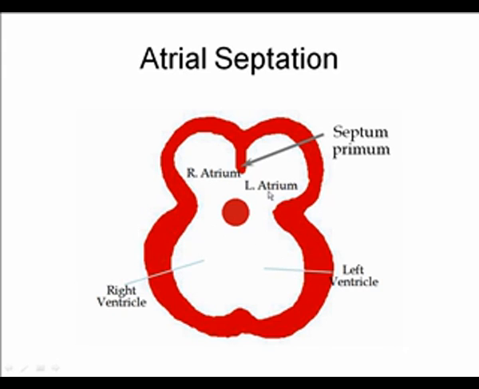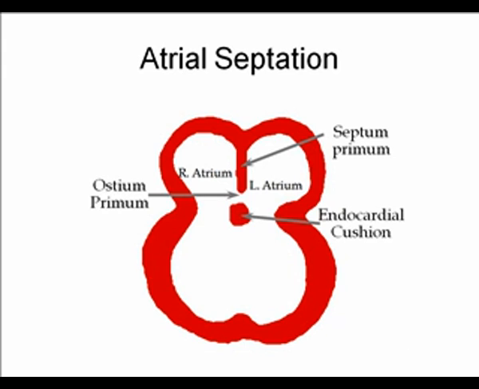Now, as that happens, we begin to see the heart undergoing atrial septation. The first septum that forms is called septum primum, and it will grow downward towards the endocardial cushion. Initially, it leaves an opening between the septum primum and the endocardial cushion. And that opening is called the ostium primum. So we have septum primum, ostium primum, the endocardial cushion.